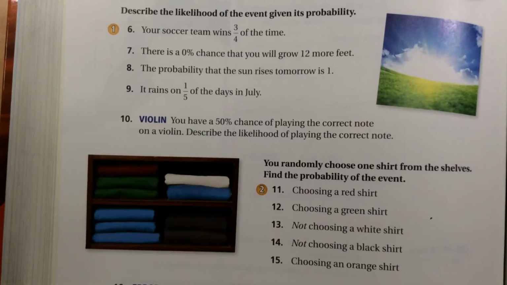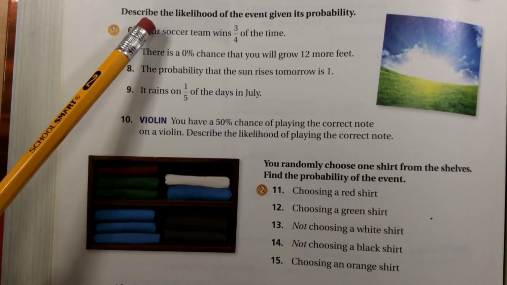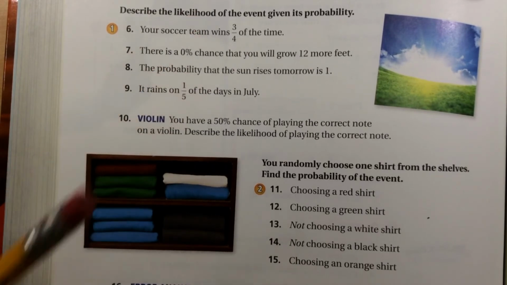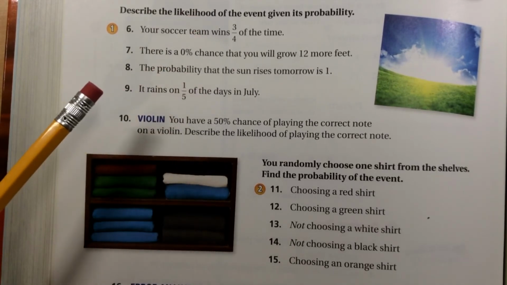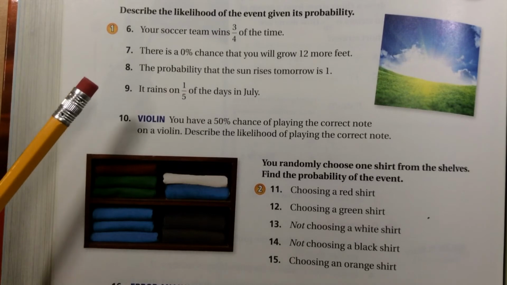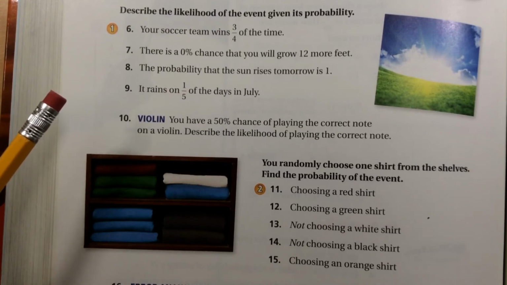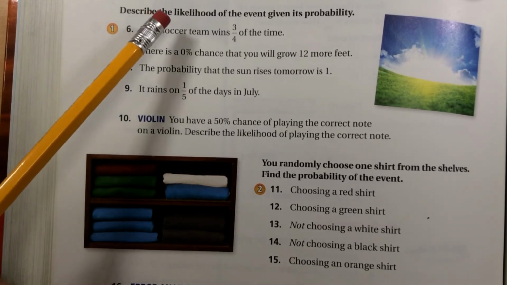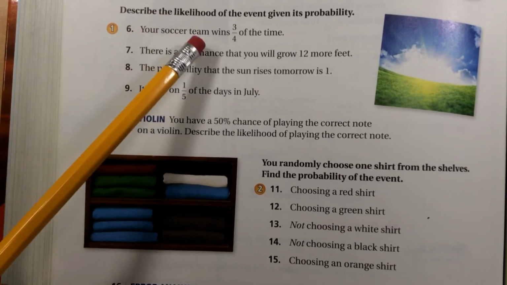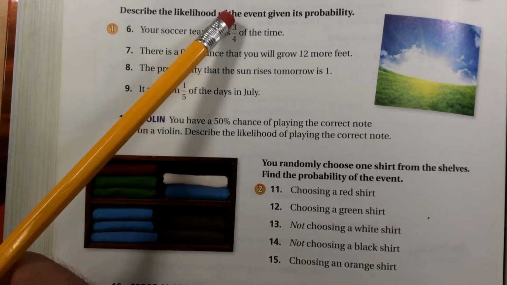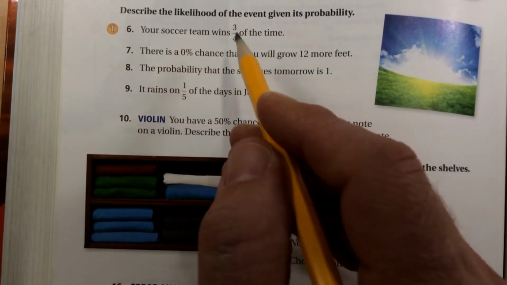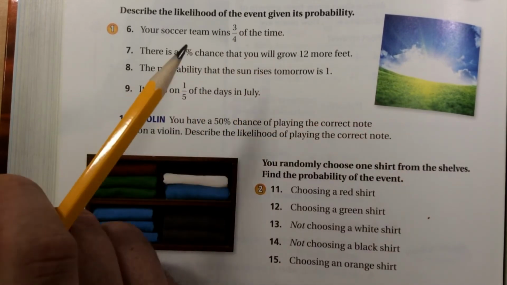Well, that was a pretty quick video, so let's do a couple of these exercise problems from page 410. It says, describe the likelihood of the event. So now we're using those words, either impossible, unlikely, equally likely, likely, or certain to describe these events here. Your soccer team wins 3 out of 4, or 3/4, of the time. So 3 out of 4, that would be they are likely to win.